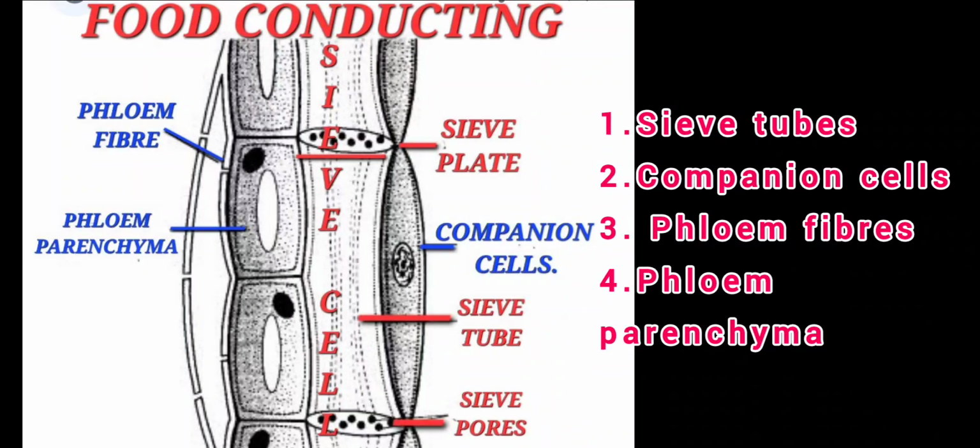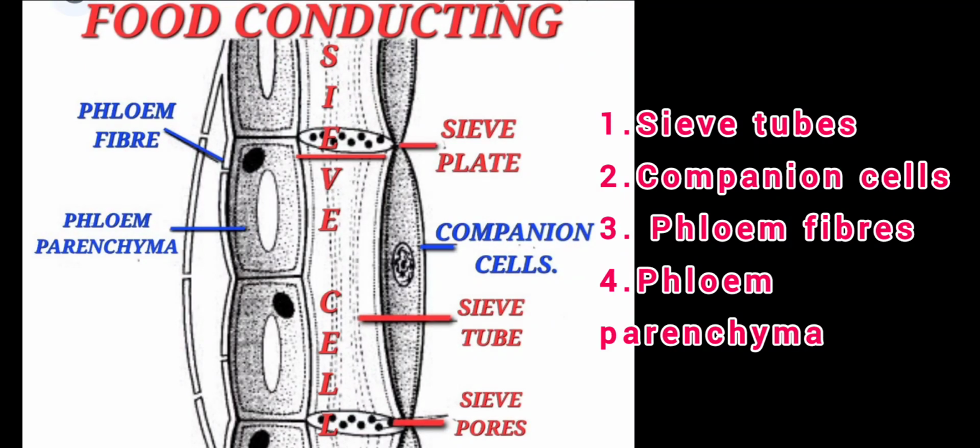These are elongated cells placed end to end, forming a long tube. Here also, the transverse walls are perforated, which helps to transport the food from one part to the other. They help in the transport of food from the leaves to the other parts and also to the storage organs.